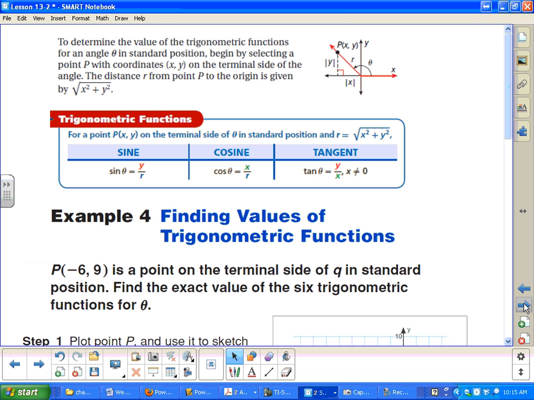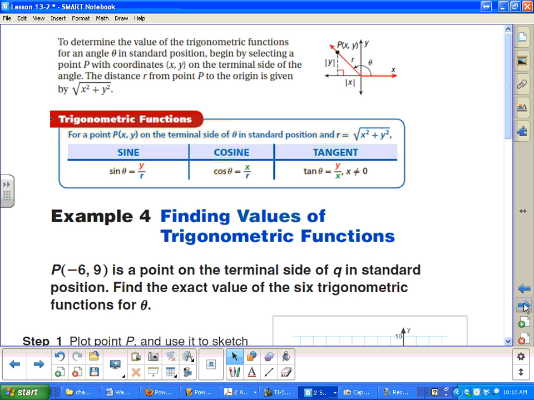Okay, last example then. To determine the value of trigonometric functions for an angle in standard position, first we can begin by selecting a point with coordinates x, y on the terminal side of the angle. So we've got a point, and we want to find sine, cosine, and tangent relative to that point. So we're going to find all three of them, or maybe all six of the trigonometric functions, which it looks like we're going to do for letter A.